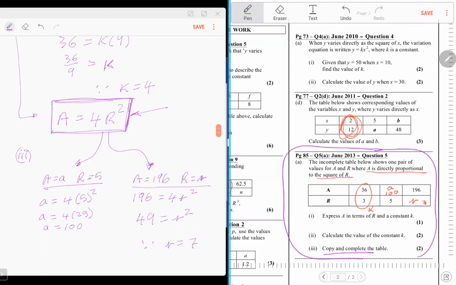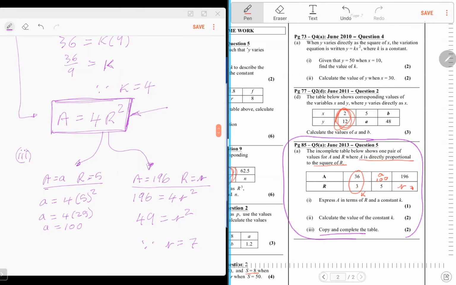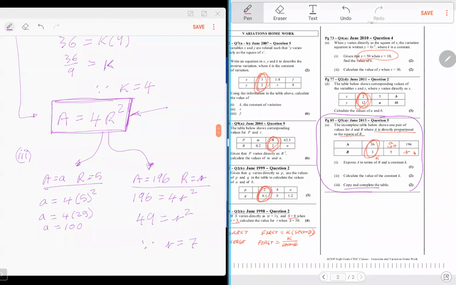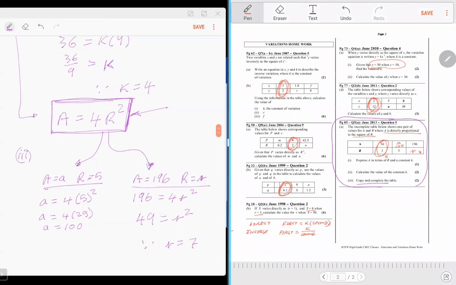There's always a known pair. So the known pair here, they put it in writing this time. Every one of these variation questions, they have to give you a known pair of values to find your k. Understand? That's how these questions go. They're not difficult at all.